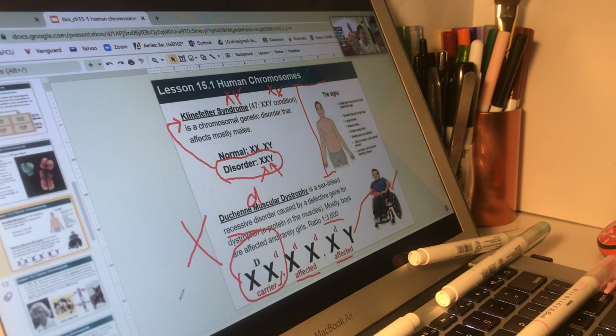Okay, guys, we good? So overall, sex-linked diseases are less common in women because you have two X's. But for men, if you have a genetic disorder on either the X or the Y, you have it. You have it in your life. You cannot escape if you're male.